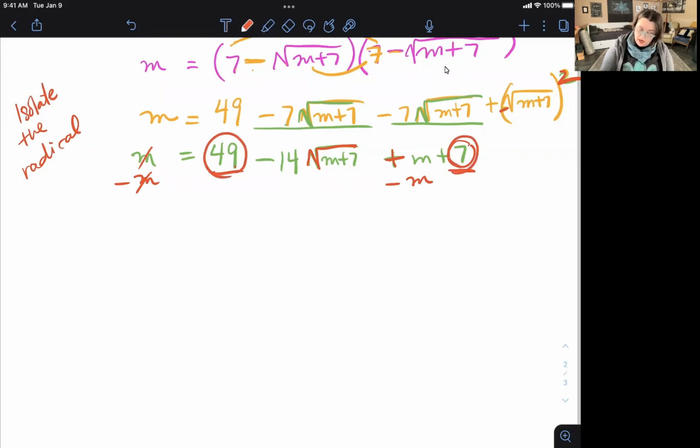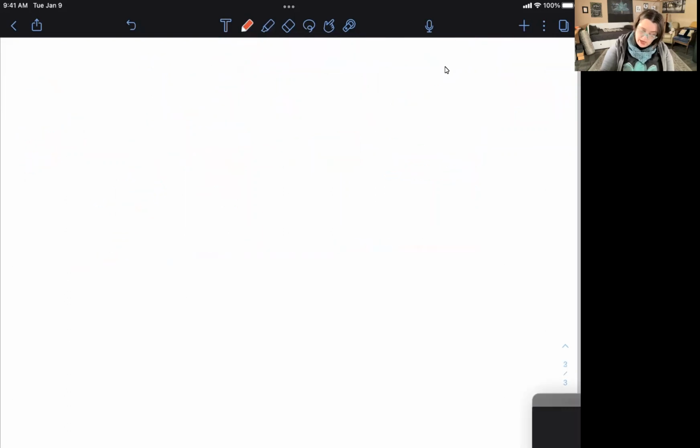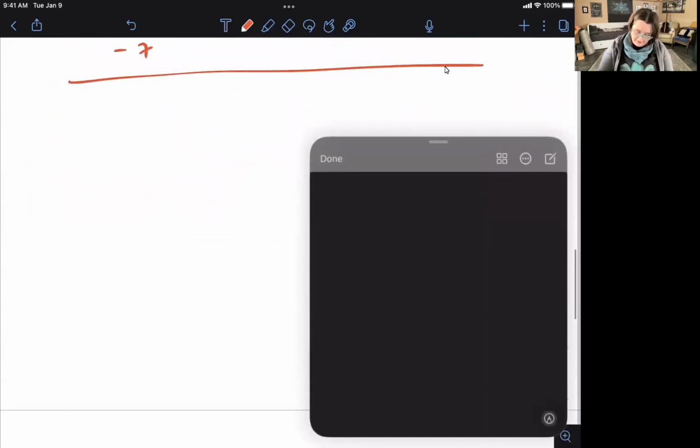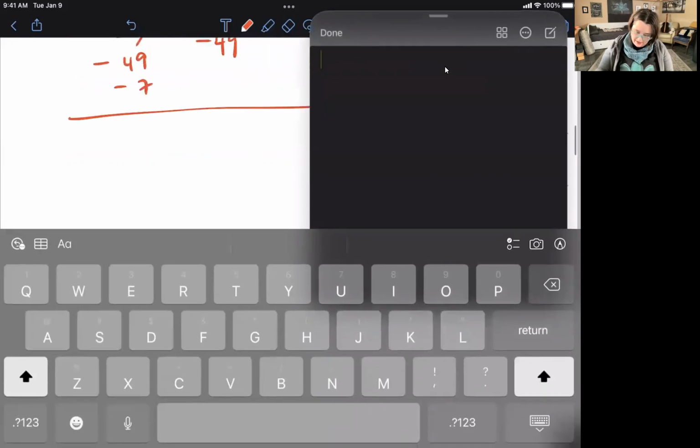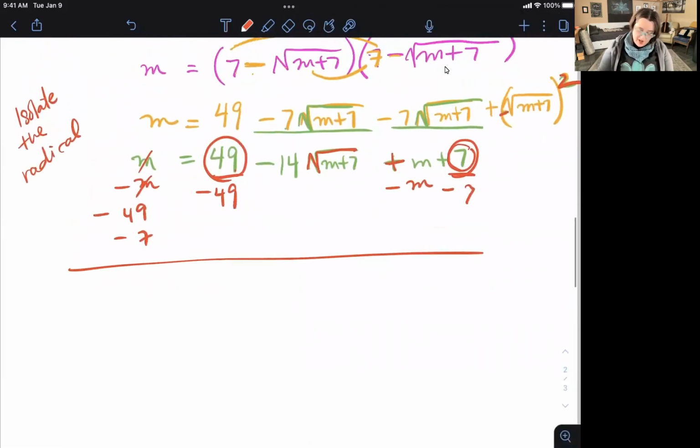So if I want, I can subtract them both from both sides. So I'm going to be subtracting 49 on this side and 7. And the m's already canceled. So now, oh, what happened? Go away. Done. Okay, so let's see what we have. The m's, minus m minus m, these cancel out. That's 0. Negative 49 minus 7.